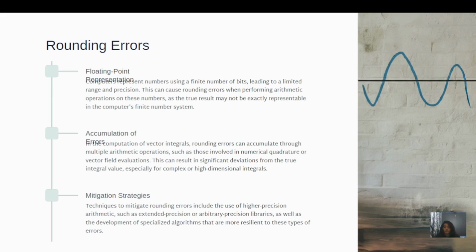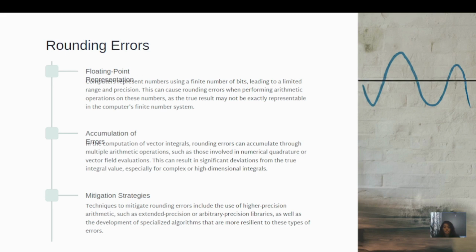Accumulation of errors. In the computation of vector integrals, rounding errors can accumulate through multiple arithmetic operations, such as those involved in numerical quadrature or vector field evaluations. This can result in significant deviations from the true integral value, especially for complex or high-dimensional integrals.